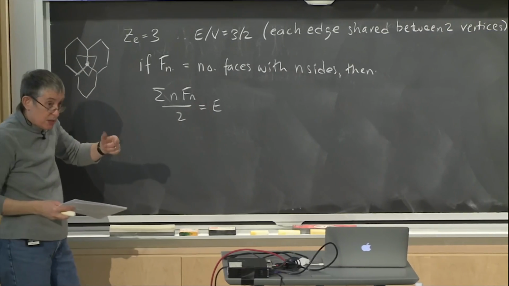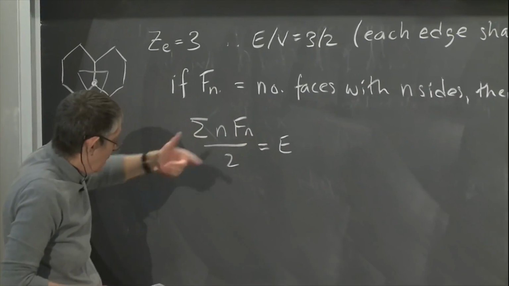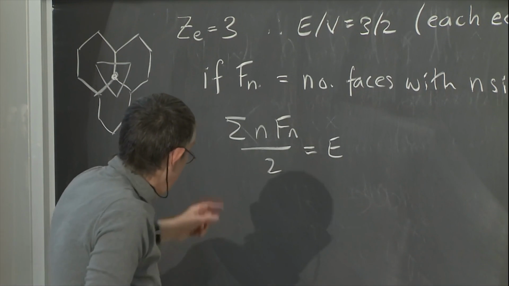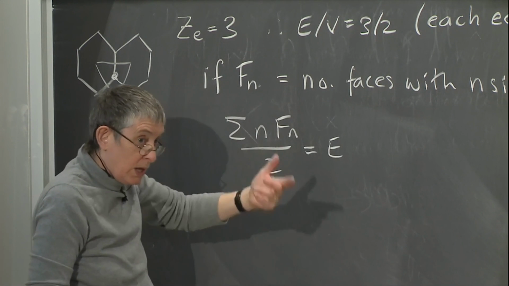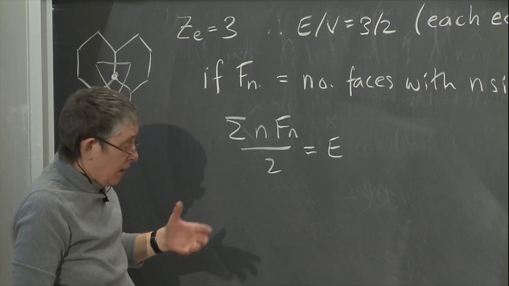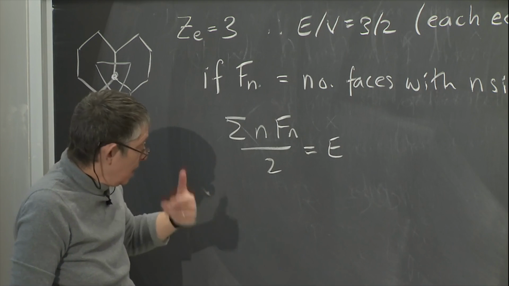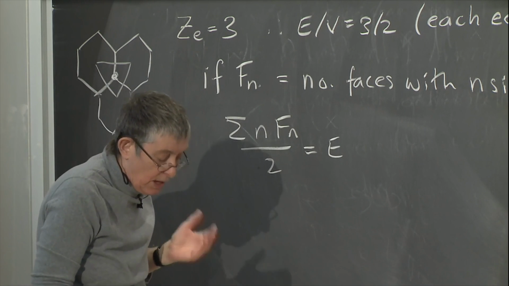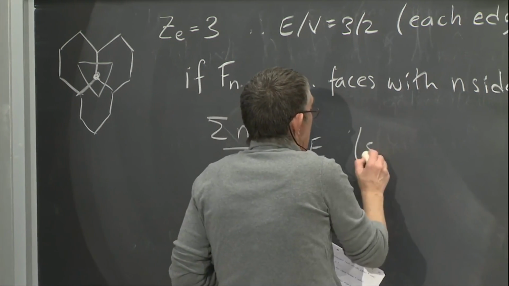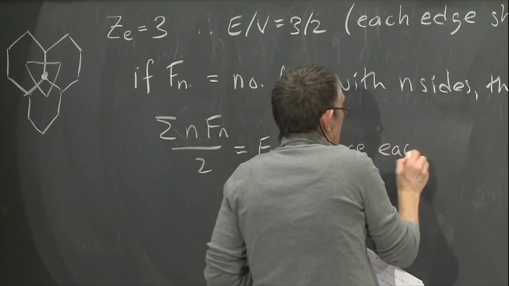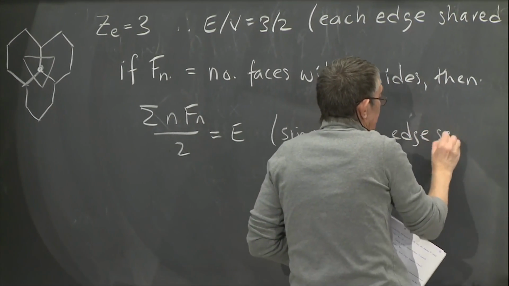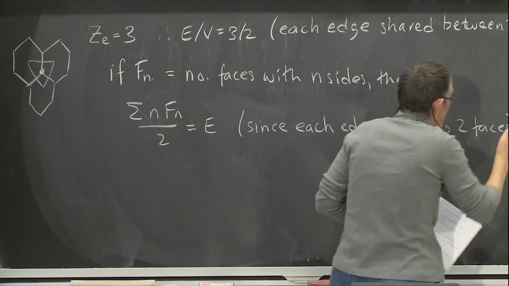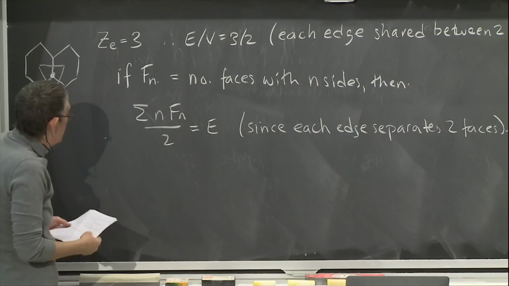So imagine I have all these faces. I take n times Fn. So say we had 4 5-sided faces. That would be 4 of those. There'd be 20 edges associated with that, 20 sides. Then I have some number of 6-sided, some number of 7-sided. I add them all up. And I have to divide by 2 to get the number of edges, because each edge separates 2 faces. Okay. And then I can use Euler's law.